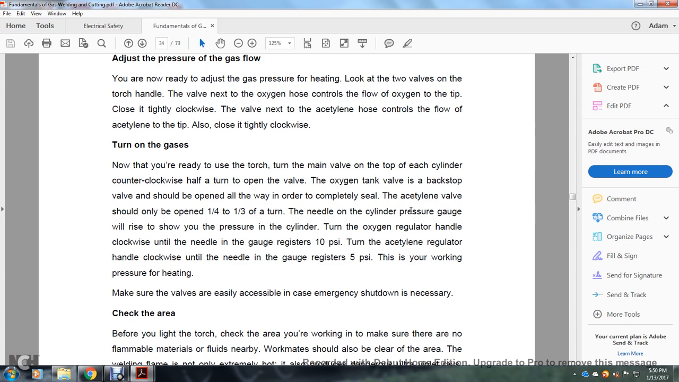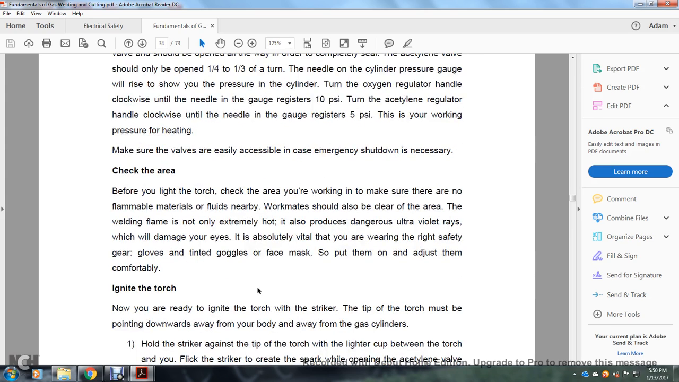The needle on the cylinder pressure gauge will rise to show the pressure in the cylinder. Turn the oxygen regulator handle clockwise until the needle of the gauge registers 10 psi. Turn the acetylene regulator handle clockwise until the needle of the gauge registers 5 psi. This is the working pressure for heating. Make sure that the valves are easily accessible in case of an emergency shutdown.